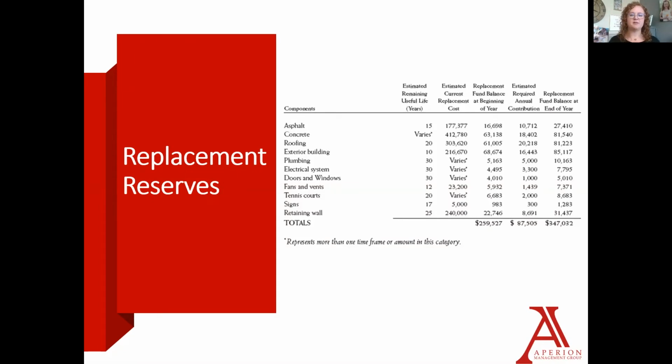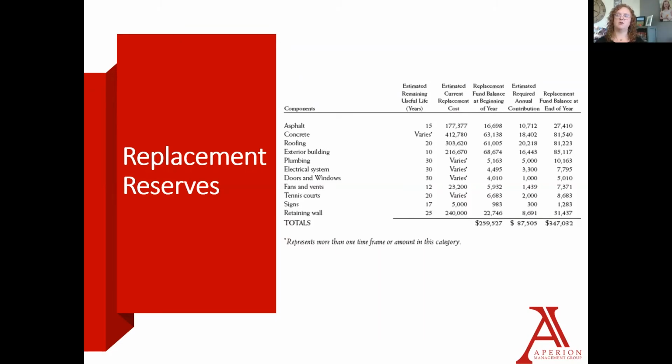And what that analysis provides your board and your community is an inventory of all of your common area, what the expected useful life is, what the cost of replacing that is. So based off of that useful life, how much money do you have to set aside to ensure that you have enough money when you're ready to perform that maintenance in an account?